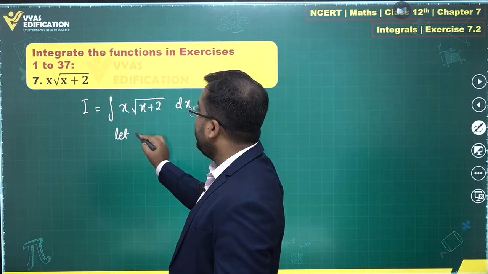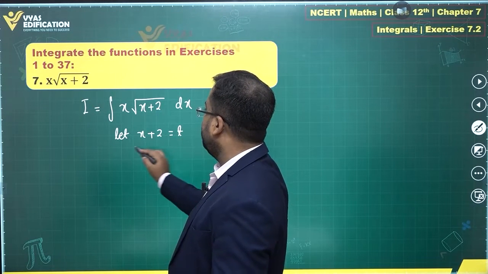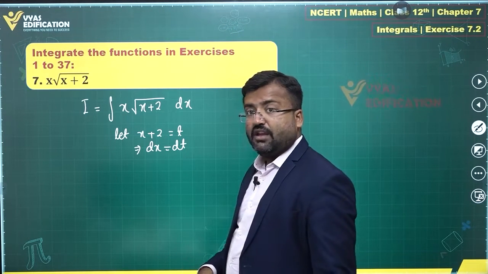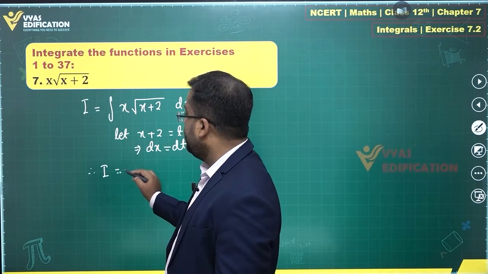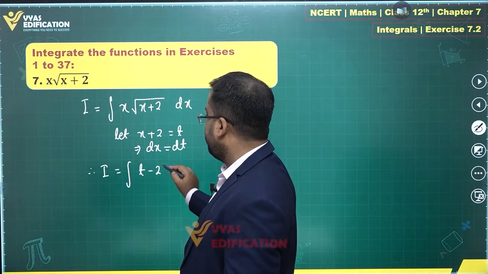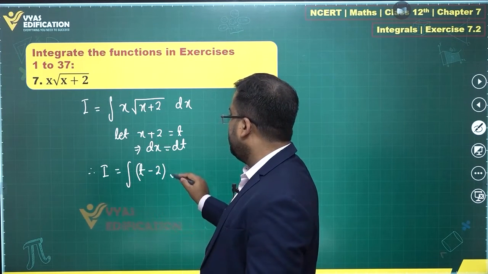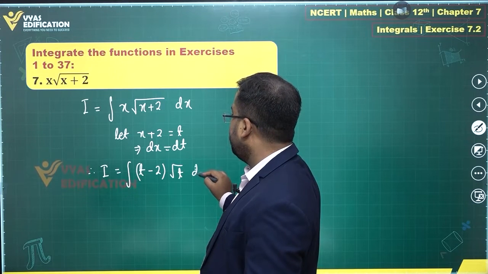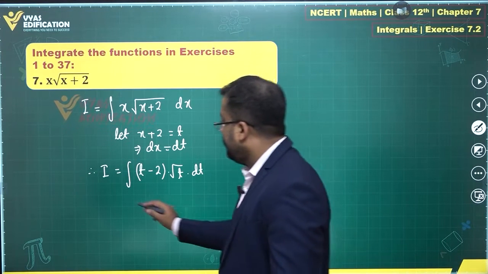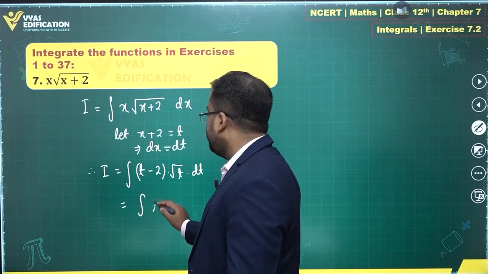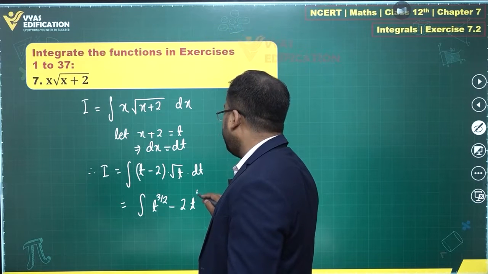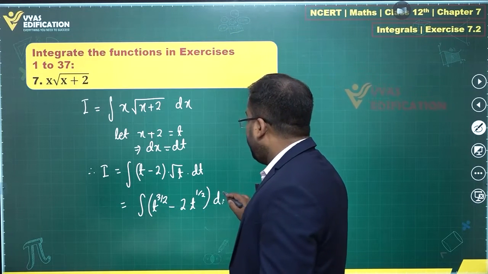So let x plus 2 is equal to t. That tells me, okay, derivative of x is dx, 2 is gone, the derivative of t is dt. Therefore, I will be equal to the integral of this x, which is actually t minus 2, under root of x plus 2, under root of t, dx is dt. Replace x in terms of t throughout. This is what you have done. Now, this simplifies to the integral of t times root t, which is t power 3 by 2, minus 2 times root t, 2 times t power 1 by 2. This is what I have.